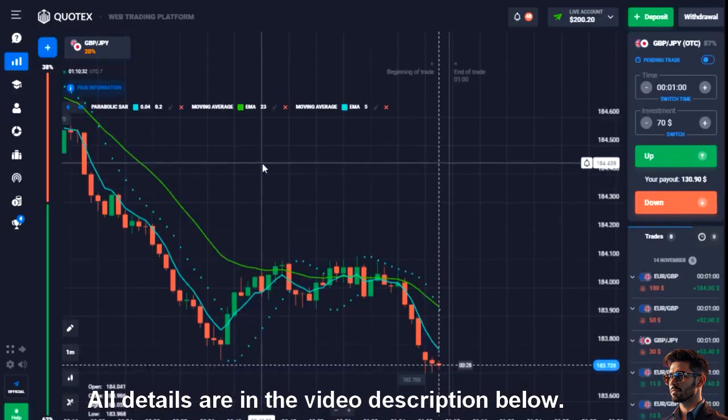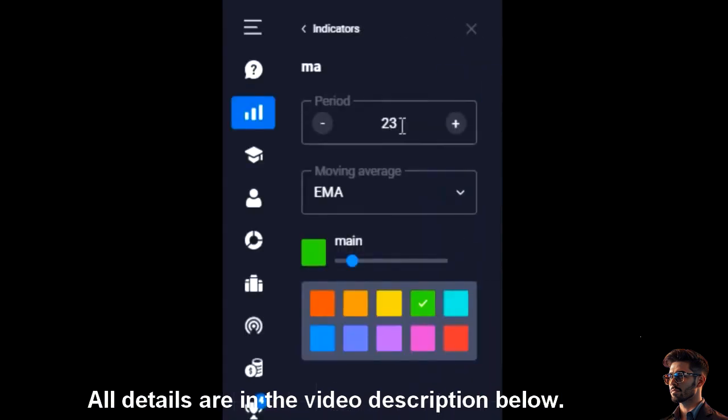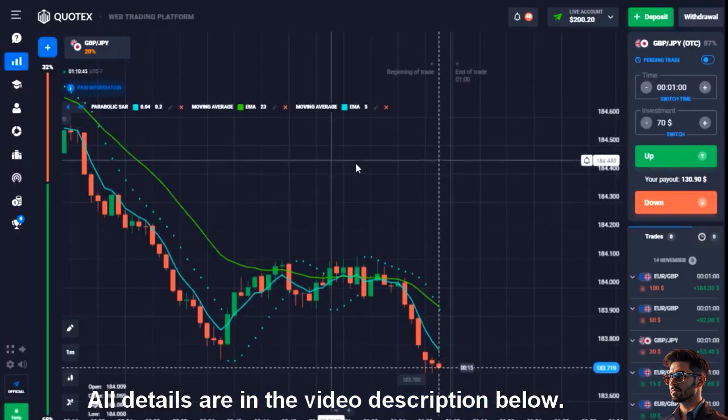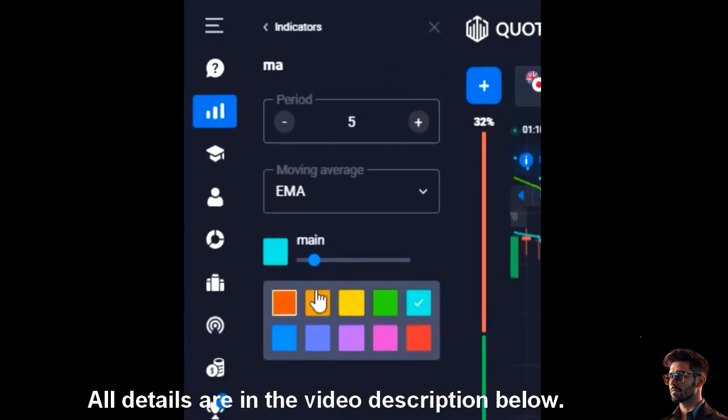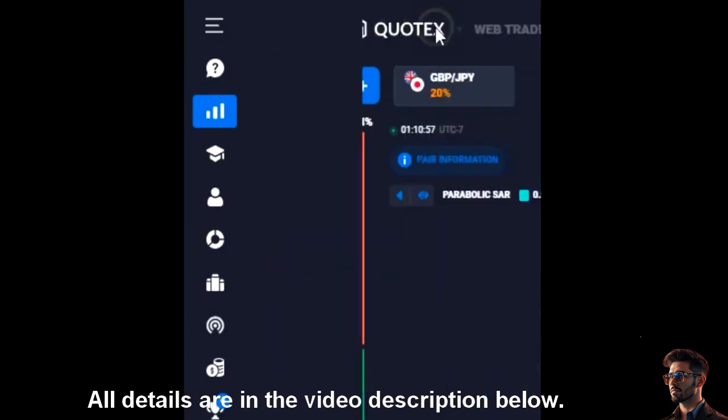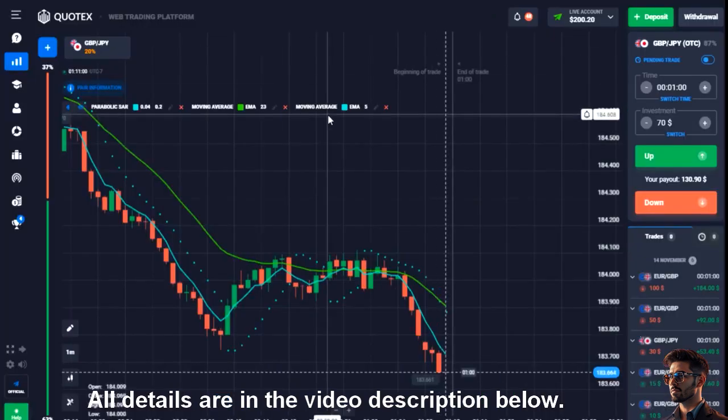The second indicator is the moving average. My first moving average has a period of 23, and the type is EMA. Here I use the green color and adjust my line a little bit, and when you're done you close it. The last indicator is another moving average with a period of 5, also an EMA. I use this particular color right here, adjust my line a little bit, and close it when done. So that's the setup of our indicators.